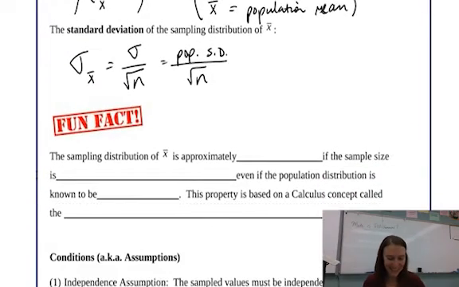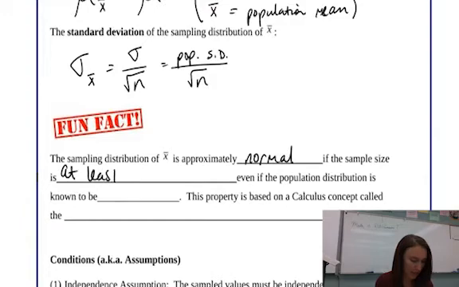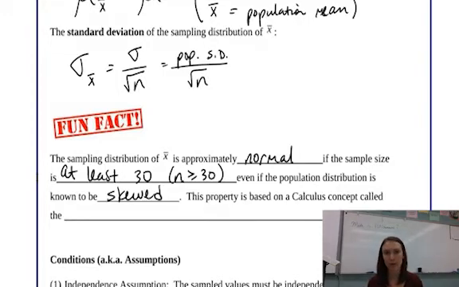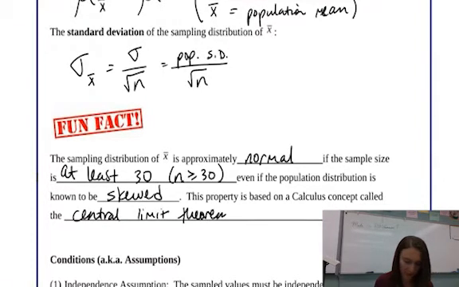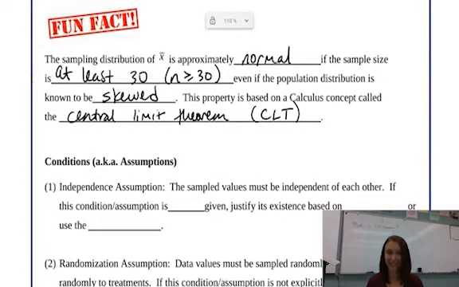Fun fact, a sampling distribution of X bar is approximately normal. So remember back to normal distributions with z-scores and all that stuff. If the sample size is at least 30, so n has to be greater than or equal to 30, then even if the population distribution is skewed, we will have an approximately normal sampling distribution, which means we can use z-scores to find probabilities and things like that. This property is based on a calculus concept called the central limit theorem. So for those calc students in here, that should ring a bell. And if you haven't taken calculus, it's okay. You don't actually need to know the theorem.